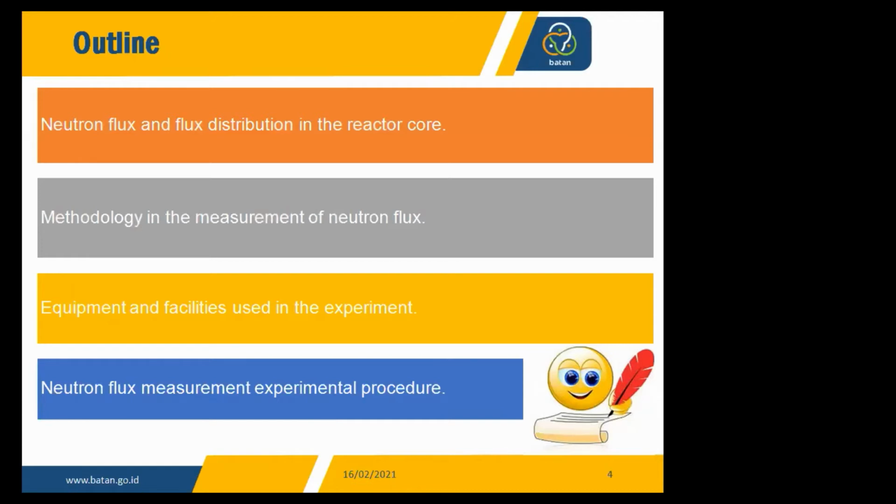Okay, first of all, I would like to show you the content of my presentation today. The first is an introduction about the neutron flux and the distribution at the reactor core. Second is the methodology for neutron flux measurement. Third is tools and facility, the equipment that is used for this experiment. And the last is the procedure for neutron flux measurement.